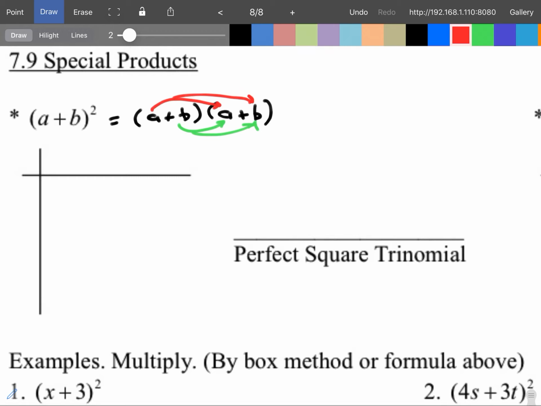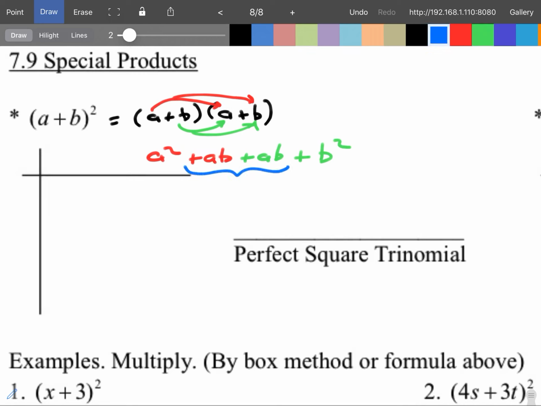So in the red here, we've got a times a. So that's going to give us a squared. And then we do the positive a times the positive b. That gives us a positive ab. And then in the green, we're going to do a positive b times a positive a. But again, we'll put the letters in alphabetical order. So that'll give us a positive a times b. And then we'll do the positive b times the positive b. That'll give us a positive b squared.